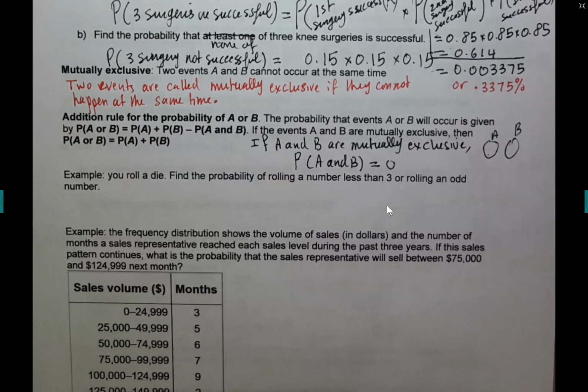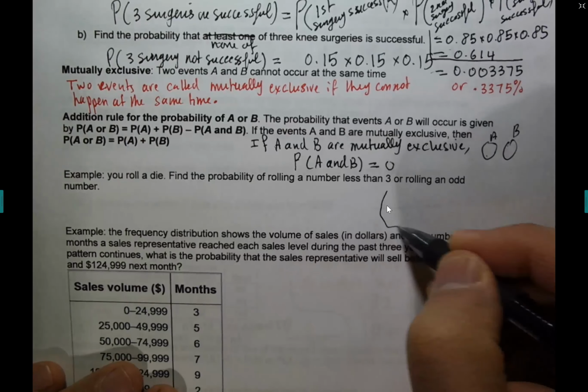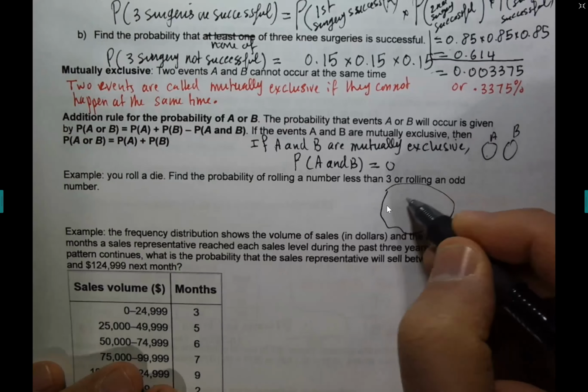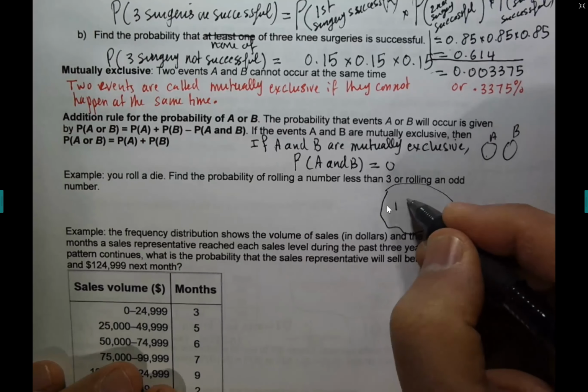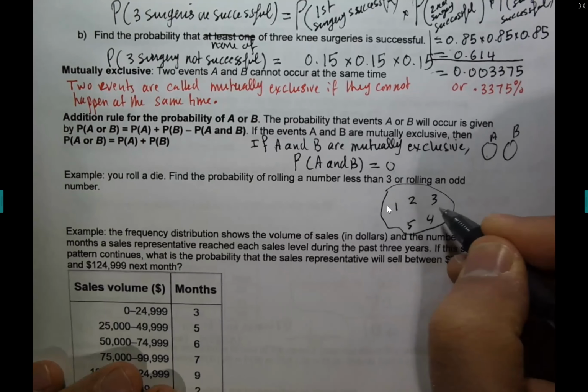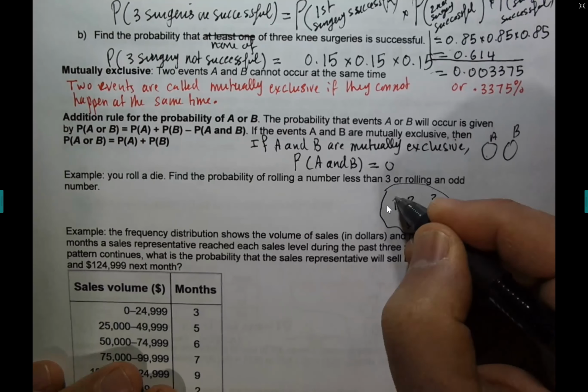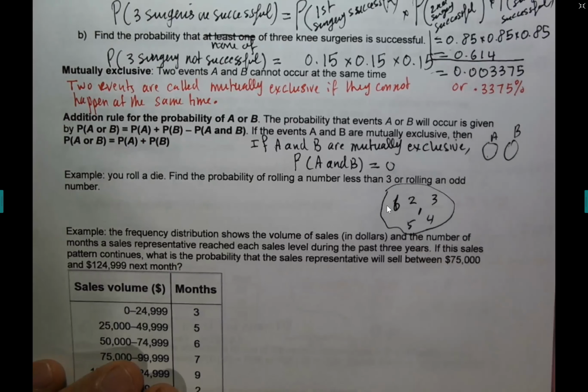you roll a die. What's the probability of rolling a number less than 3 or rolling an odd number? Okay, I'm going to just do a sketch for this, guys, and then I'm going to show you it's very easy. So if you roll a die, you get 6 choices. 1, 2, 3, 4, 5. And we put the 1 here. 6. Okay.